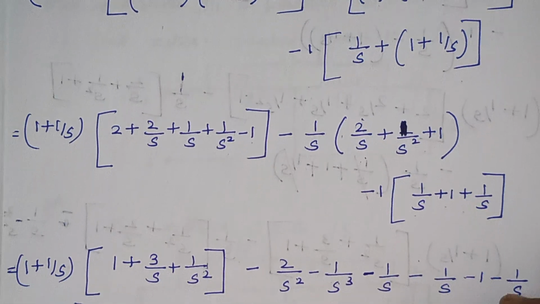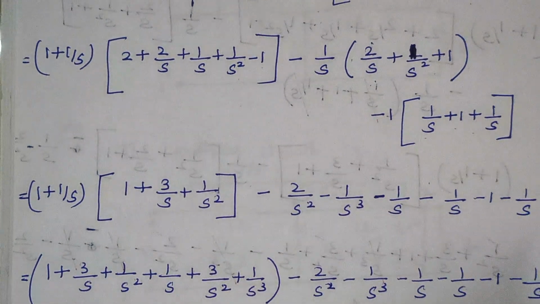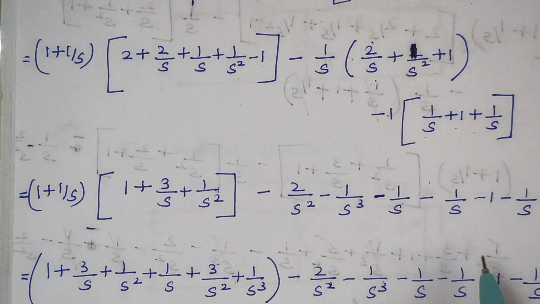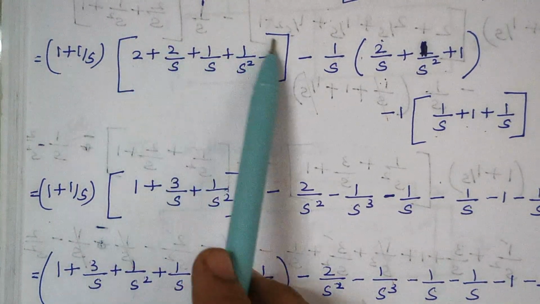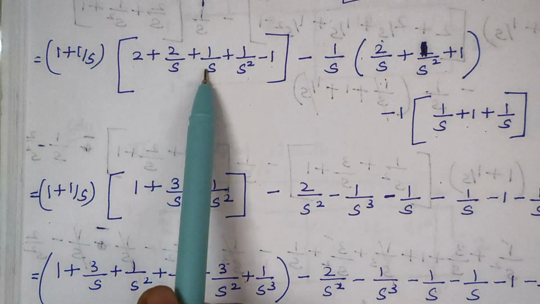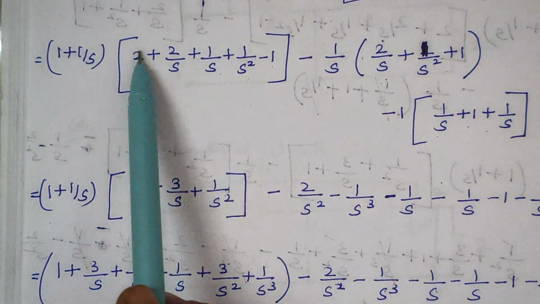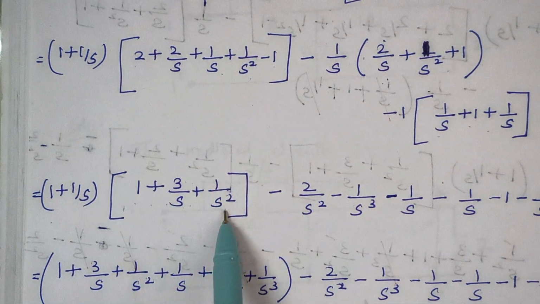So now the next thing is, again and again we are going to multiply and we are going to simplify the terms. That's it. So here you see this, in this thing we have two s terms, right? So 2 by s plus 1 by s makes 3 by s. And here 2 minus 1 becomes 1. So 1 plus 3 by s, and this 1 by s square as such.